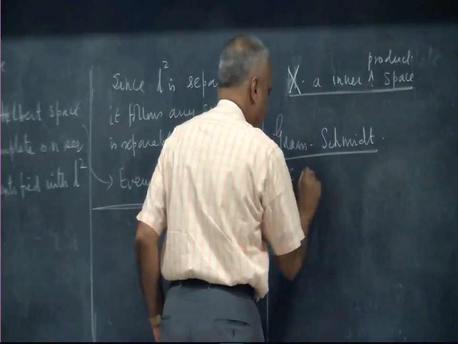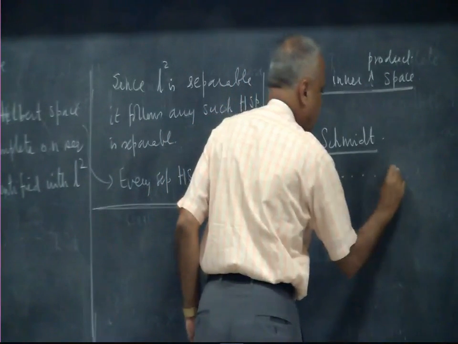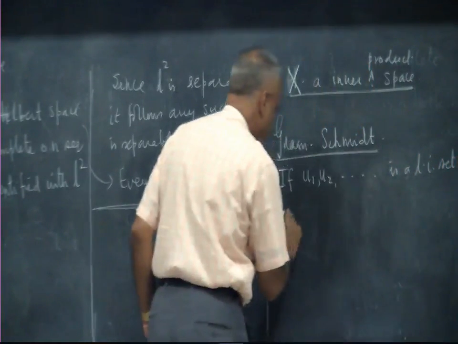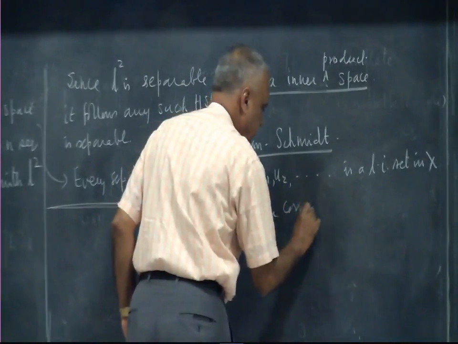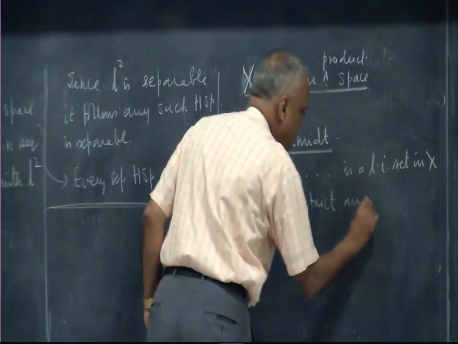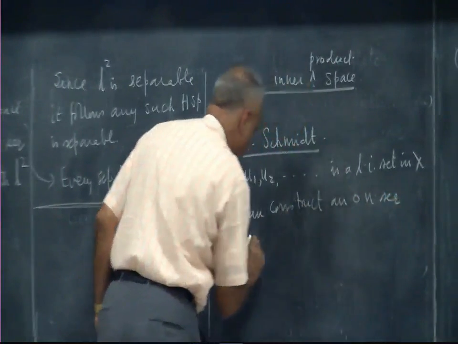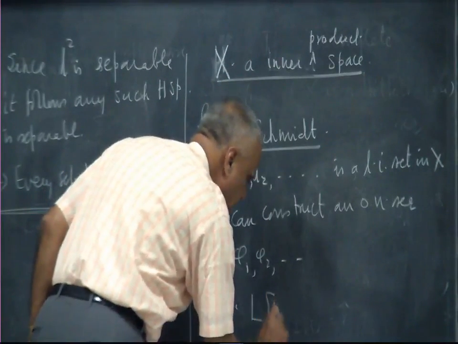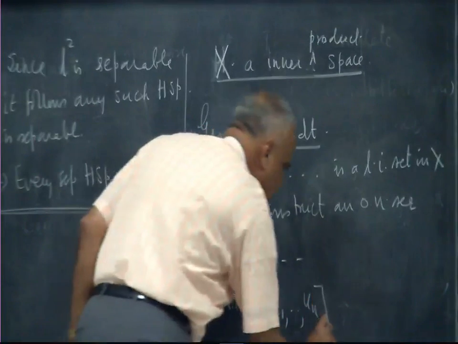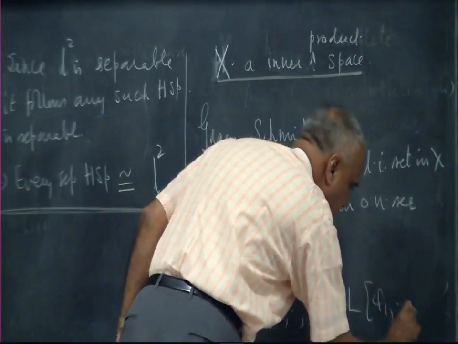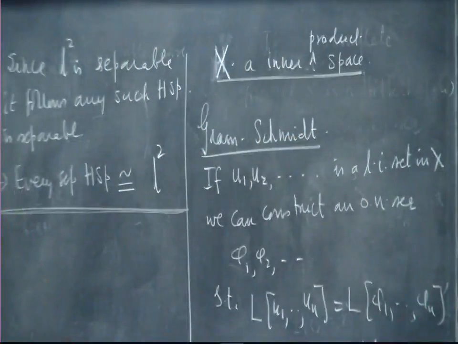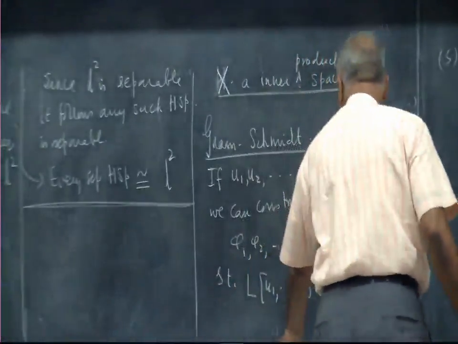If u1, u2, etc. is a linearly independent set in X, we can construct an orthonormal sequence phi 1, phi 2, etc. such that the space spanned by u1, u2, ..., un is the same as the space spanned by phi 1, phi 2, ..., phi n for every n. At every stage we span the same spaces, and the process is called the Gram-Schmidt process. The same story. How do you do that?